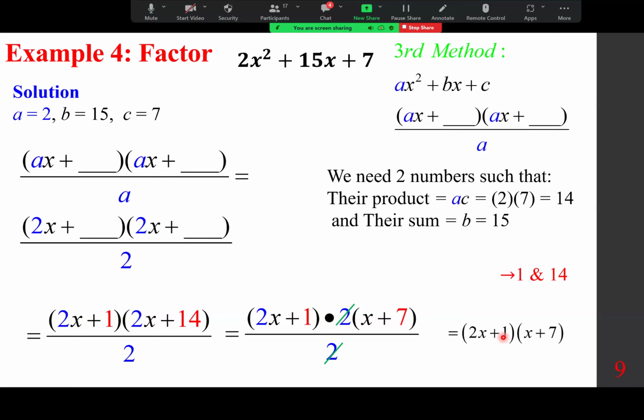I'll go over more examples, and then you decide what method to do. As long as you can factor them in any method, you are in good shape, everybody.